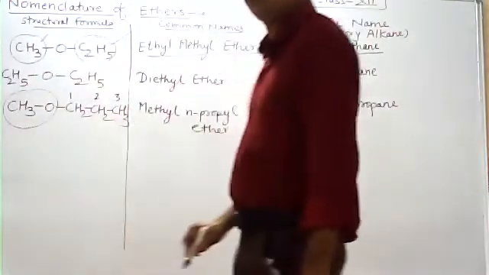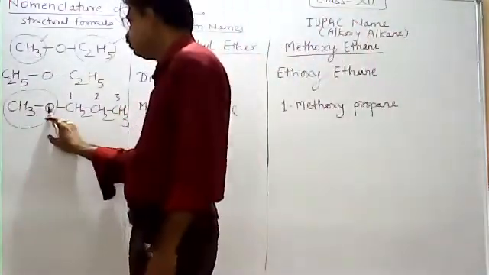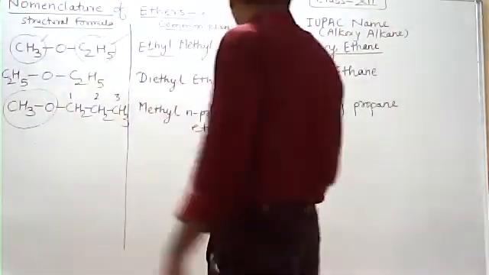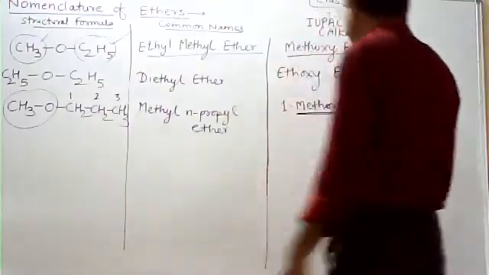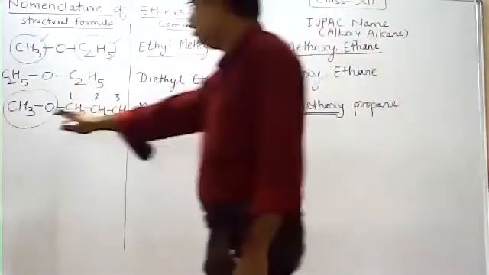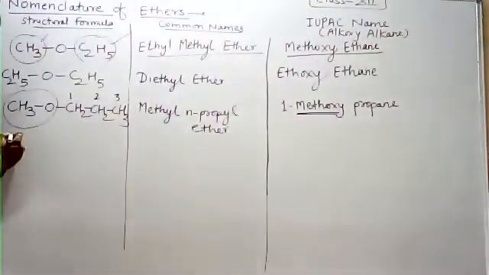Any alkyl group attached to oxygen is called an alkoxy group. Now this is methoxy. At carbon one, methoxy is attached. So 1-methoxypropane. Okay. Then another one.